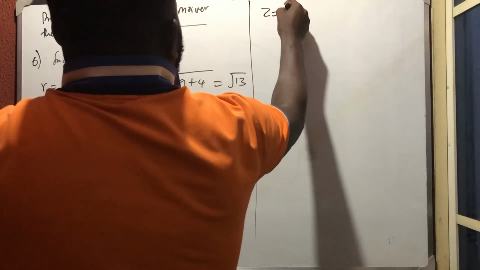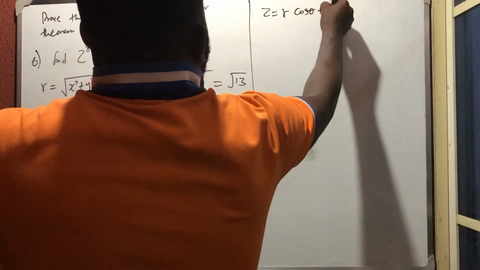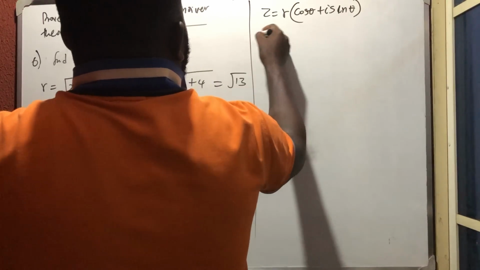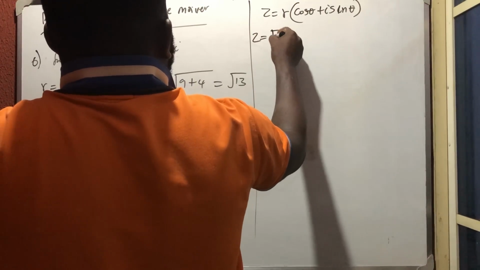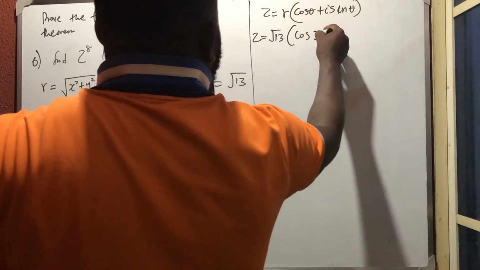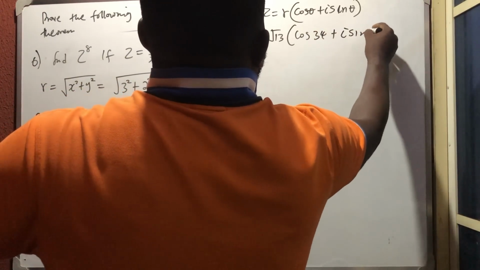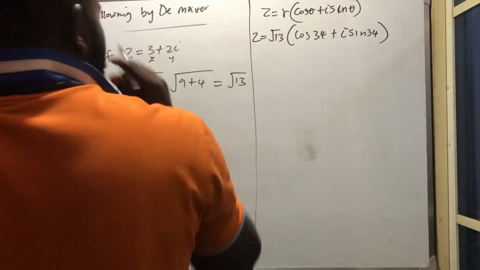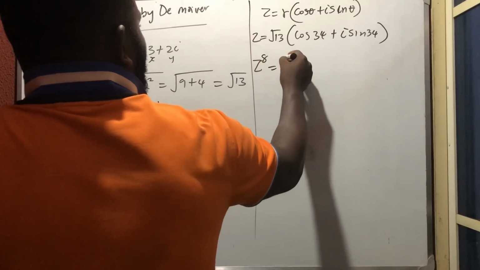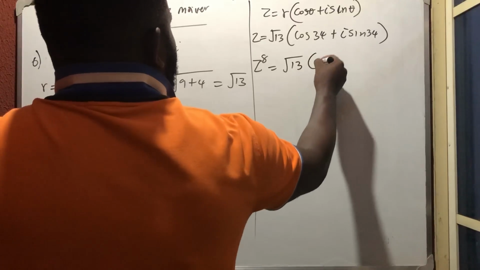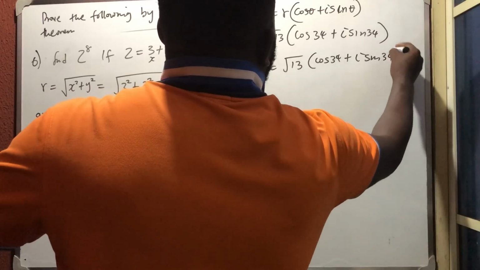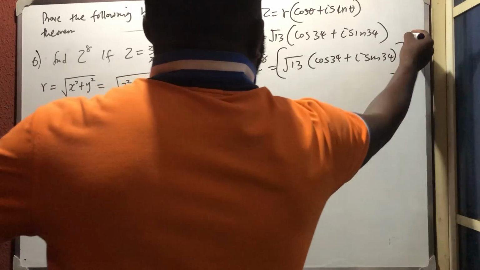Therefore, my z is equal to r cos theta plus i sine theta. So my z is root 13 in bracket of cos 34 plus i sine 34. Now z raised to power 8 is equal to root 13 in bracket of cos 34 plus i sine 34, everything raised to power 8.